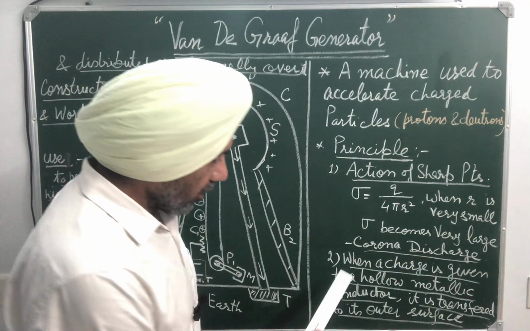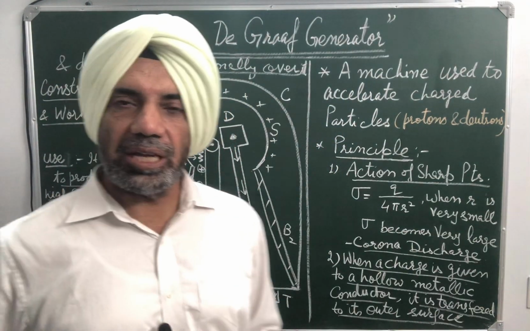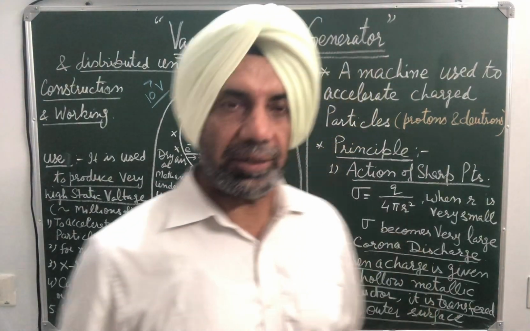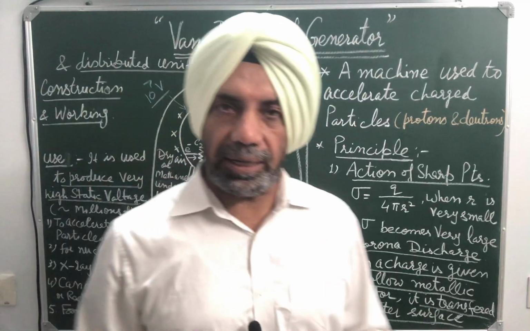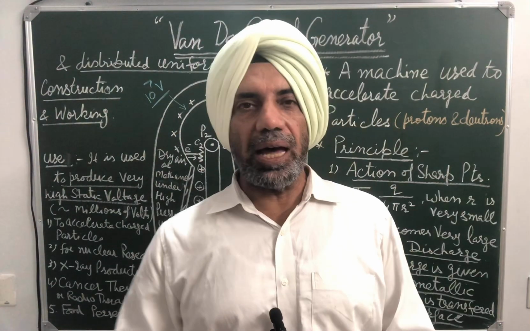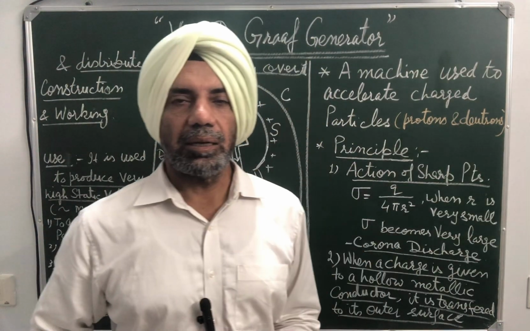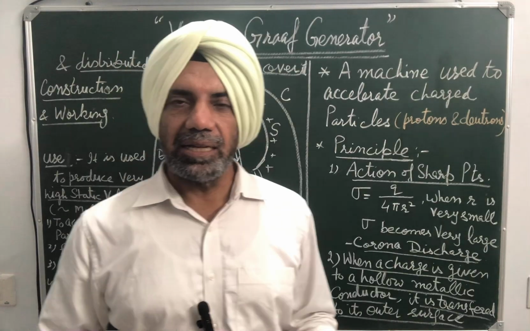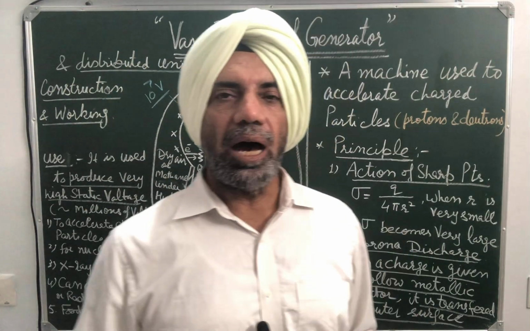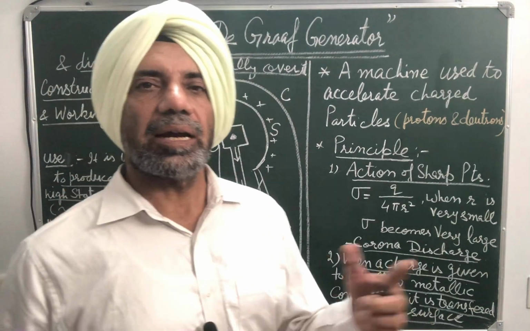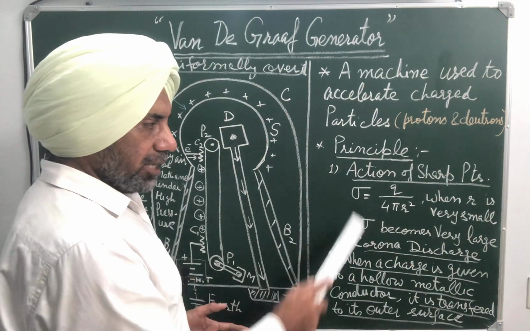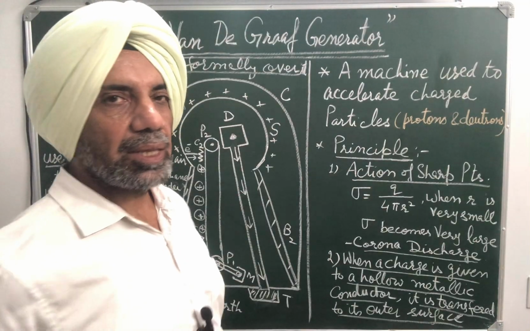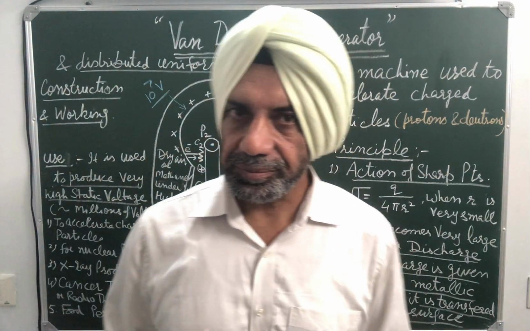Second point, when a charge is given to a hollow metallic conductor, it is transferred to the outer surface of the conductor and it is distributed uniformly all over the surface of the conductor. So Van de Graaff working is based on these two facts.